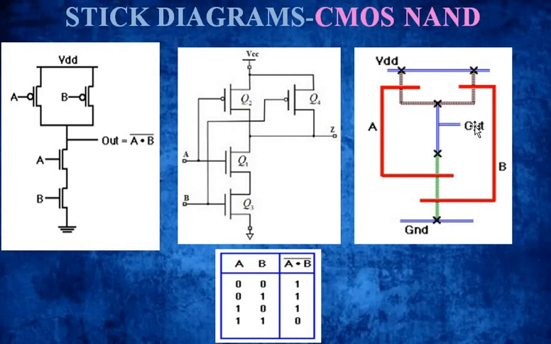The very first step is to give the VDD and ground rail in the blue color. Fine. I hope you are clear. And you know the truth table of your NAND gate also. Zero and zero gives one output.